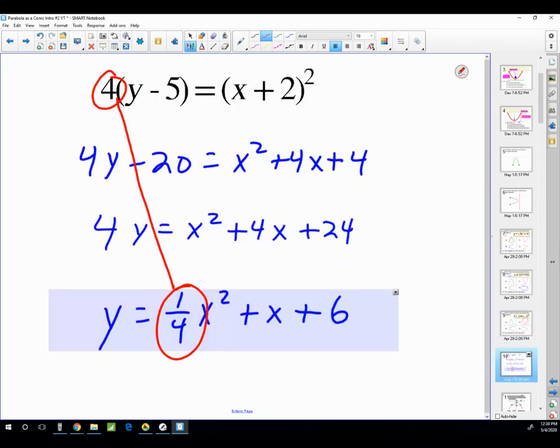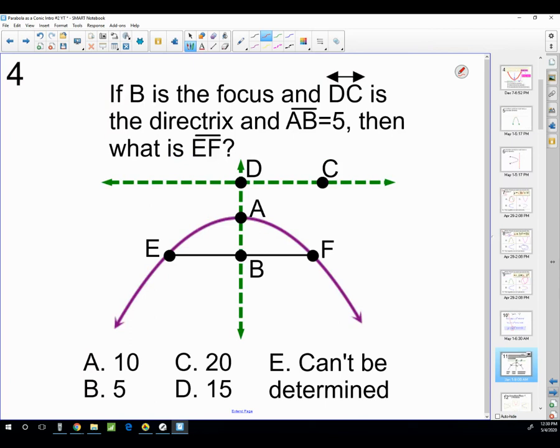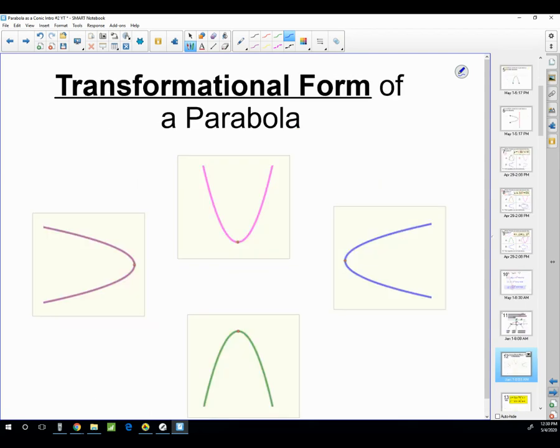The answer is C. Number 4, AB right here is the focal length P. All right, P is 5, focal length. And EF is the focal width, 4P, and so it would be 20. That follows. P and 4P, focal length and focal width. We are studying transformational form of a parabola today.